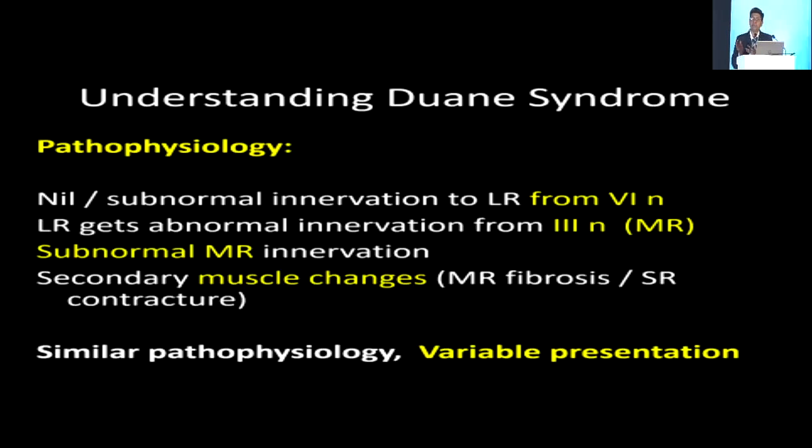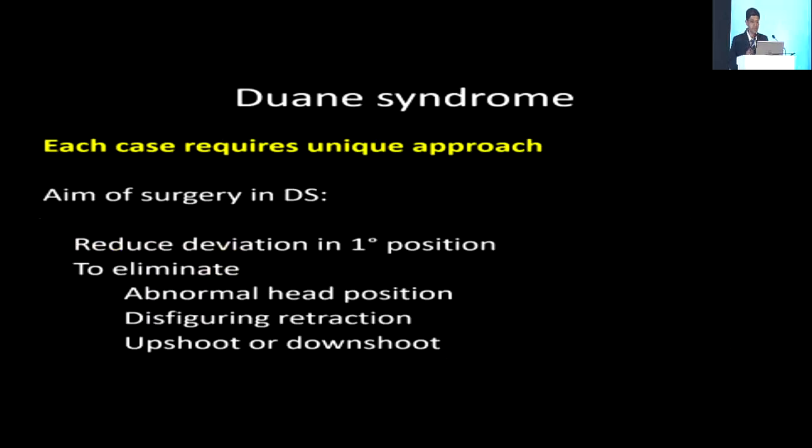Therefore, we also need to remember in our management that there is some varying degree of subnormal medial rectus innervation also. So even though it's an ESO-Duane's that you start off with, the medial rectus is still underperforming, because the number of fibers coming to the medial rectus would definitely be a little less than normal, because some of them go to the lateral rectus. And then overall, the different presentations are because of the secondary muscle changes. So you may have theoretically a fair amount of similar pathophysiology, but we'll see the wide variability in the presentations that we're going to get. And each case will therefore require a unique approach.